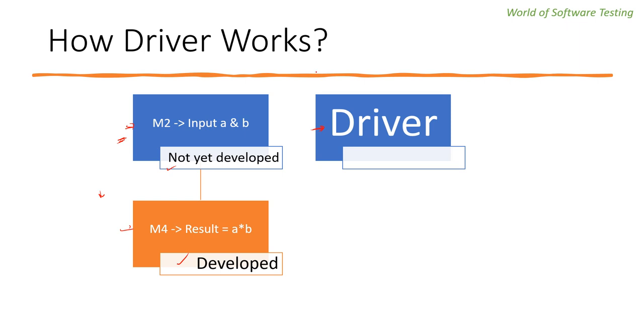So let's say in this example, we are providing inputs A and B to this M4. A we are providing as 2, B we are providing as 4, then 2 into 4 is 8. So if we are getting a response as 8, then we can say that M4 is working as expected. So in this way the driver is working.